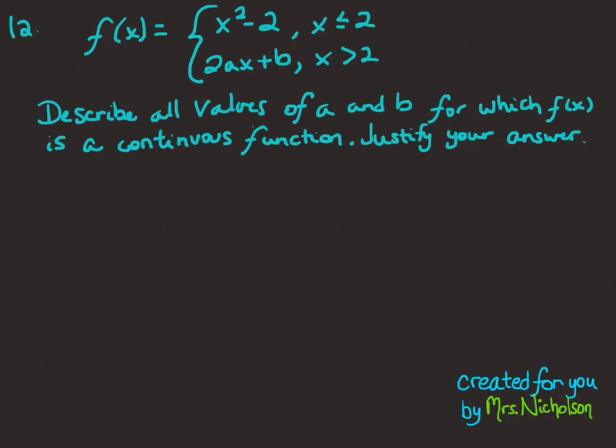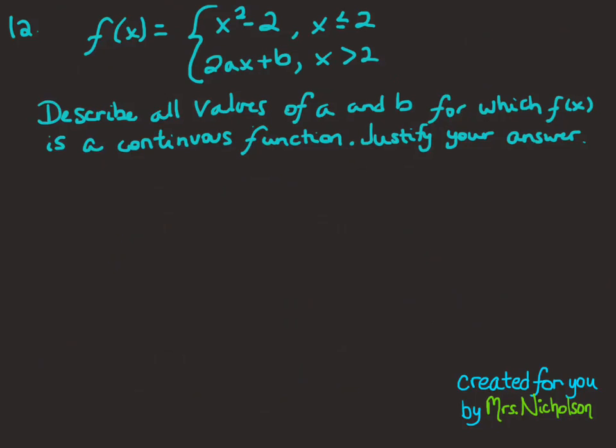All right, last part. Describe all values of a and b for which f of x is a continuous function. Justify your answers. So if a is 2 and b is 1, as in the previous part, we obviously don't have a continuous function because we don't have a limit at 2. So what this is wanting us to do is to find values, or at least an expression to represent the values that would make it continuous.